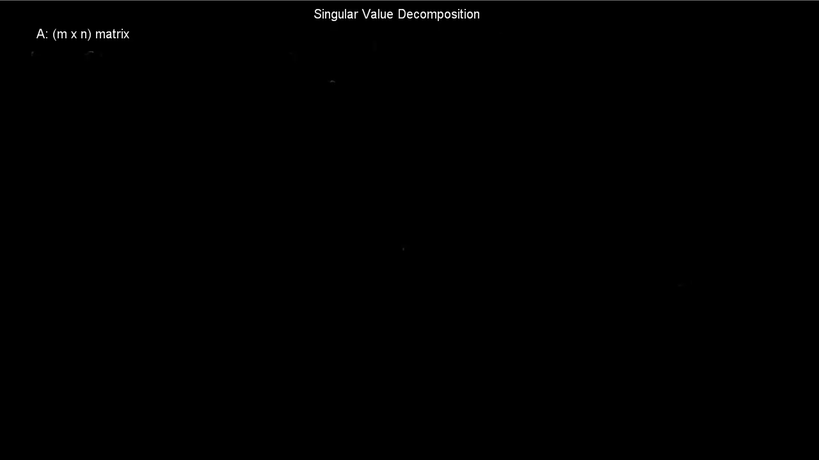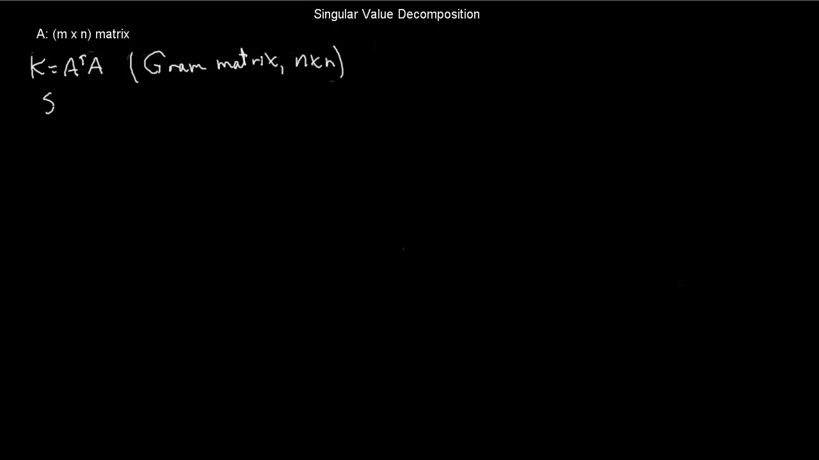Welcome back. Today's video is about the singular value decomposition. Let A be an m by n matrix, so m rows and n columns, and define K to be the Gram matrix A transpose A. This is the Gram matrix, G-R-A-M matrix. That is an n by n matrix.